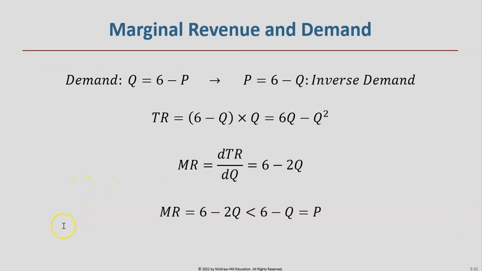Okay, so that's some insights from calculus, but we are going to always use this linear demand curve. And when you use a linear demand curve, the calculus becomes a lot easier. Okay, so let's just use a real simple example. Here we have a demand curve where quantity demanded is equal to 6 minus price. So the slope of this demand curve is equal to 1.